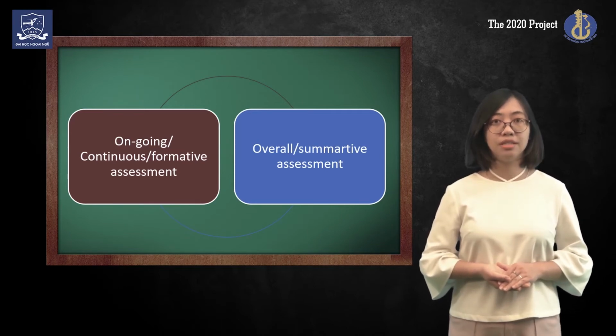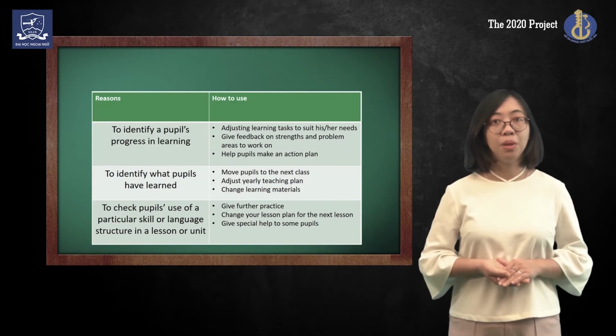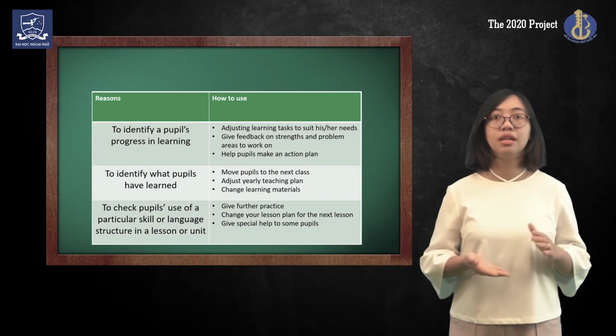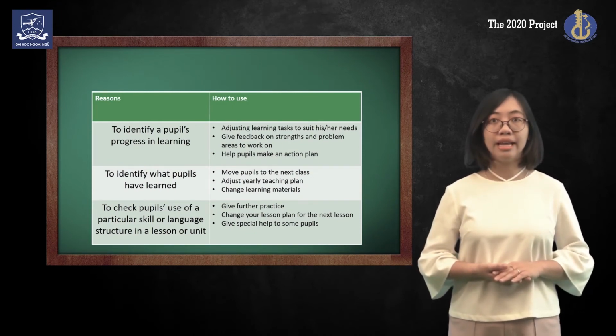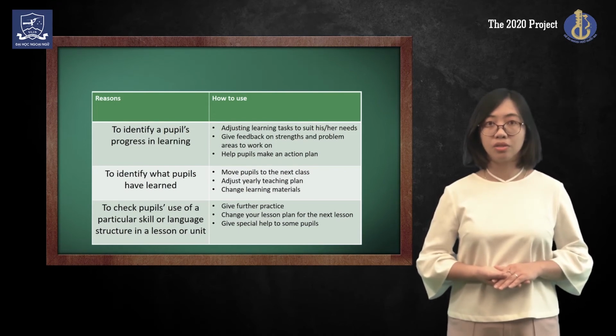Depending on the initial reason, teachers could possibly use the data obtained differently. If you initially want to identify a pupil's progress in learning, then you can use the collected result to adjust learning tasks to suit his or her needs, give feedback on strengths and problem areas to work on, or help them make an action plan. If the assessment is to identify student achievement, then the results can help move students to the next class or not, adjust teachers' yearly teaching plan or change learning materials.